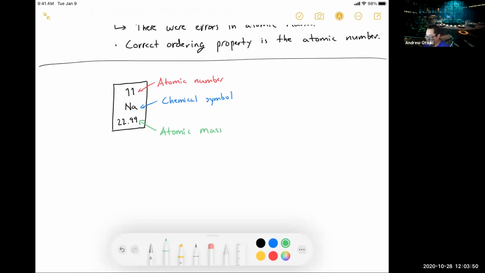All right. So let's talk about the rows and columns of the periodic table. So periods. The periods are the boxes arranged in horizontal rows. As we go across a periodic table, those are called periods.